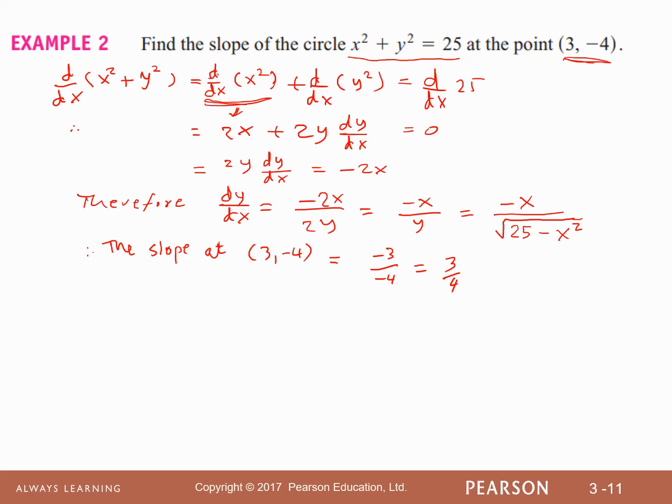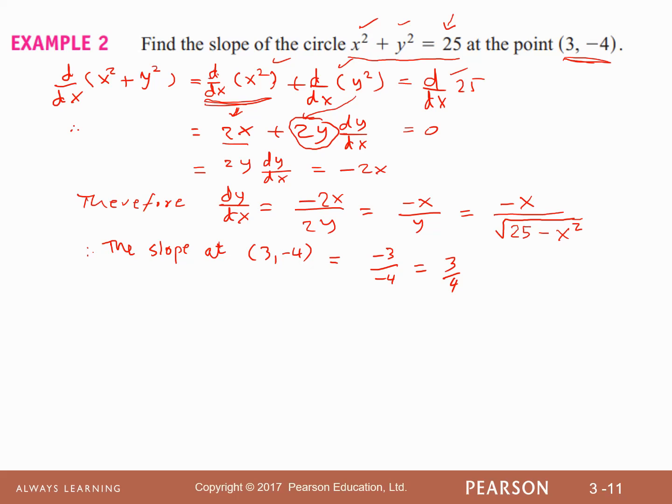What's the derivative of the outside? 2y, very good. And what's the derivative of the inside? dy by dx. So derivative of the first term plus derivative of the second term, which is 2y dy by dx, equal to 0. Okay, why is it equal to 0? Because derivative of 25, right? These are the three: 1, 2, 3. This is derivative of the first, this is derivative of the second, equal derivative of the last, which is on the other side. It's equal to 0, right?